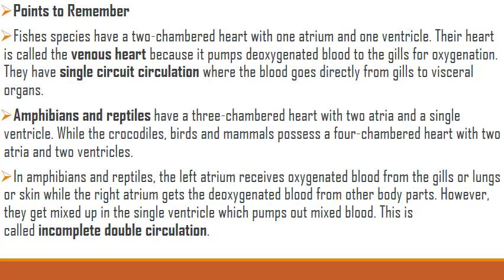Amphibians and reptiles have a three-chambered heart with two atria and a single ventricle, while the crocodile, birds and mammals possess a four-chambered heart with two atria and two ventricles. In amphibians and reptiles, the left atrium receives oxygenated blood from the gills or lungs or skin, while the right atrium gets the deoxygenated blood from other body parts. However, they get mixed up in the single ventricle, which pumps out mixed blood. This is called incomplete double circulation.